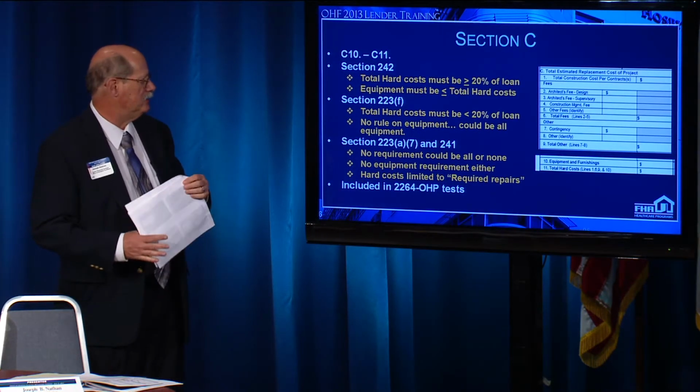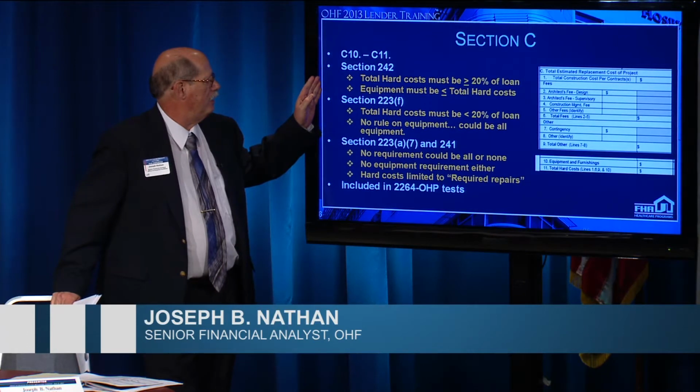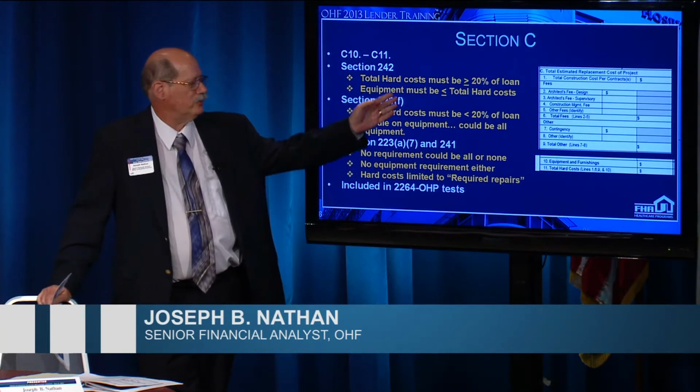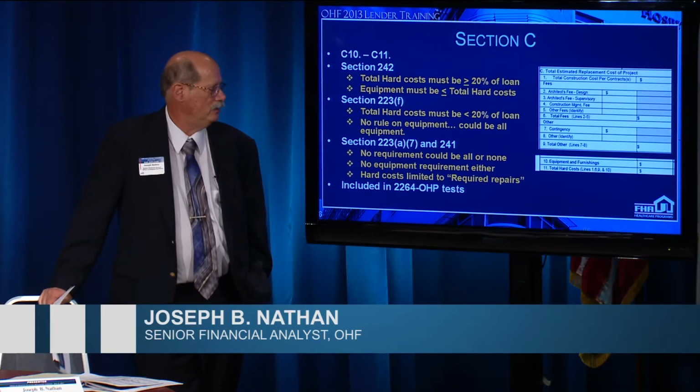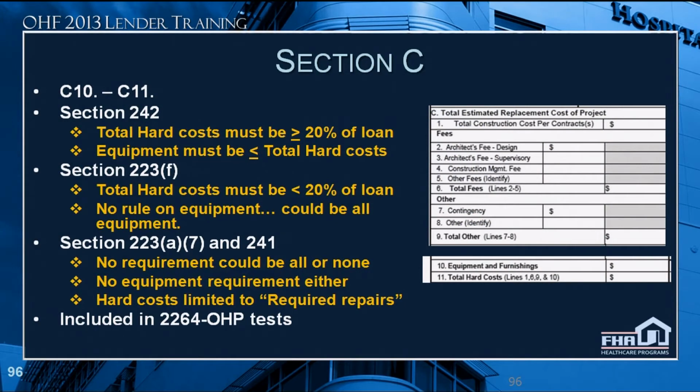So let's take a look at C10 in here. C10 is your total hard costs. Under 242, total hard costs must be greater than or equal to 20% of the loan amount. So basically we're looking at the total hard cost line and the mortgage amount, and the answer has to be 20% or greater. And equipment must be less than, this slide was supposed to be changed. Equipment must be less than or equal to total hard costs. No, equipment must be less than or equal to 50% of total hard costs.